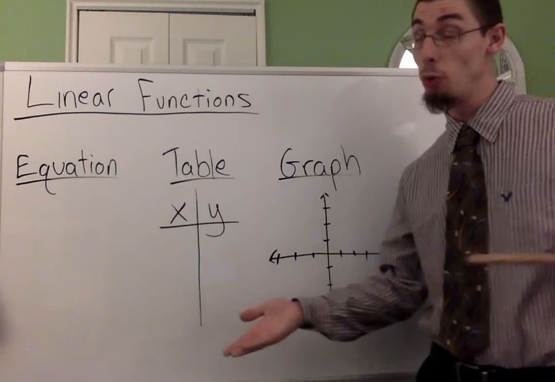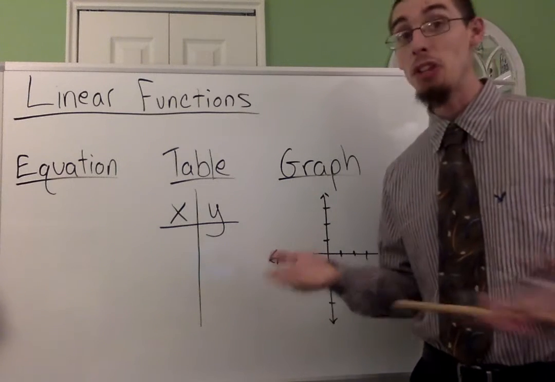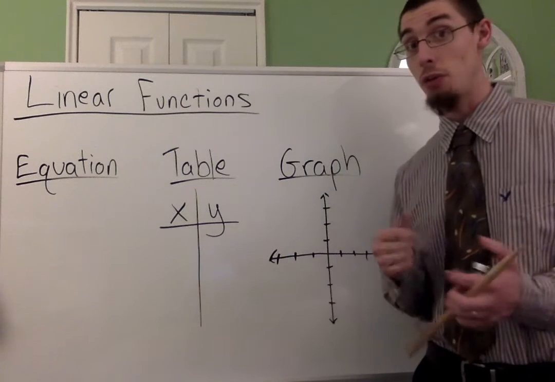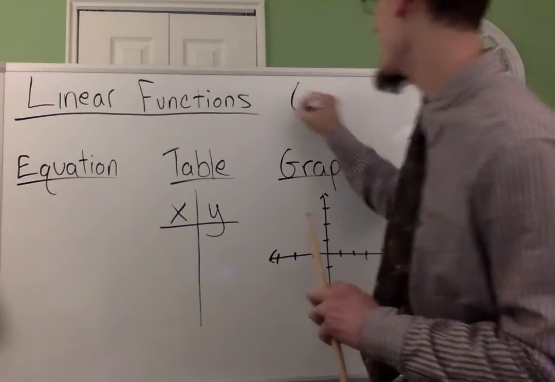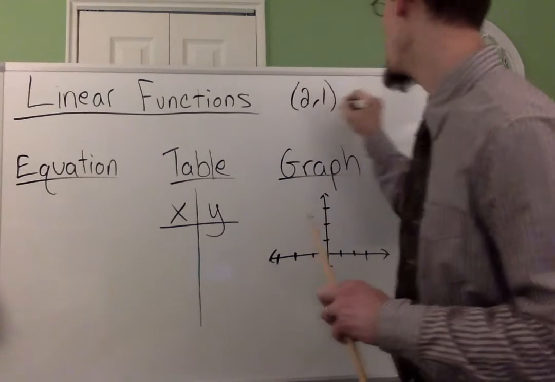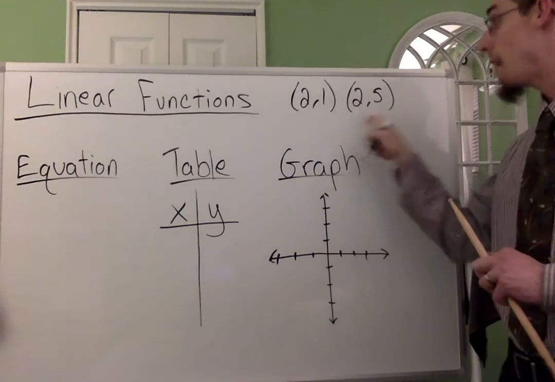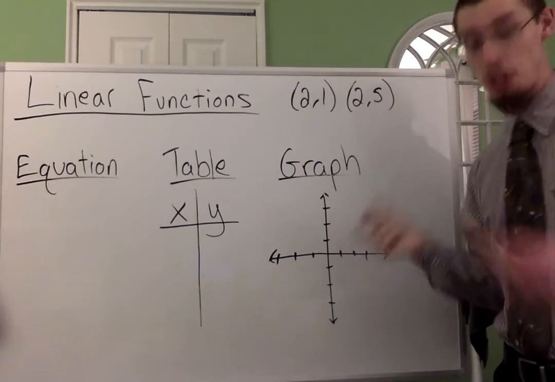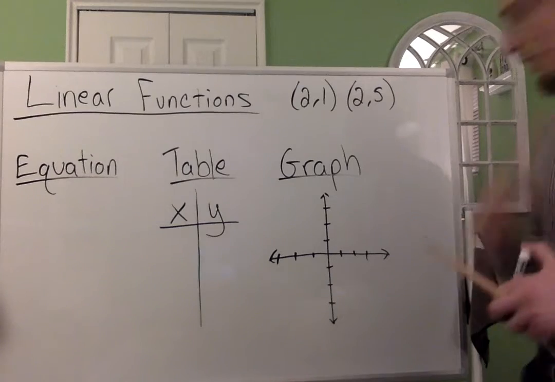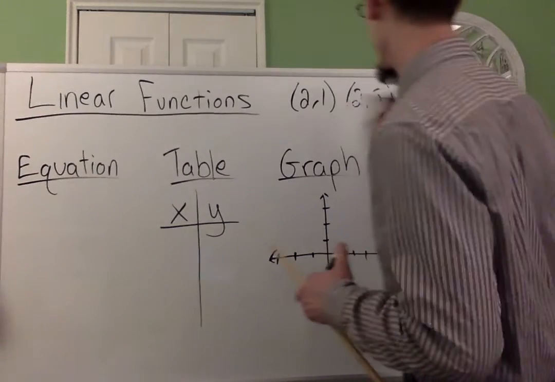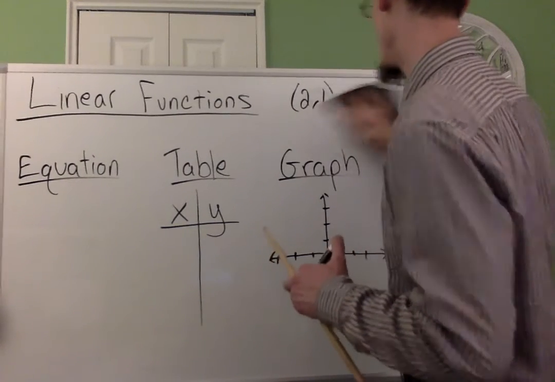What was the extra rule? You're not allowed to repeat a domain value or an x value, right? Meaning you can't have 2 comma 1 and 2 comma 5, right? That would be a relation, but that's not a function. But specifically what we want to talk about today are linear functions.